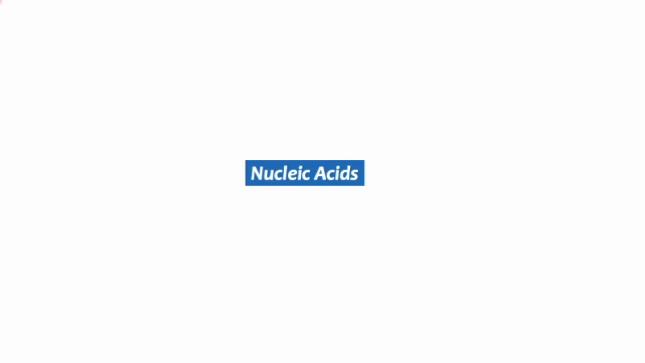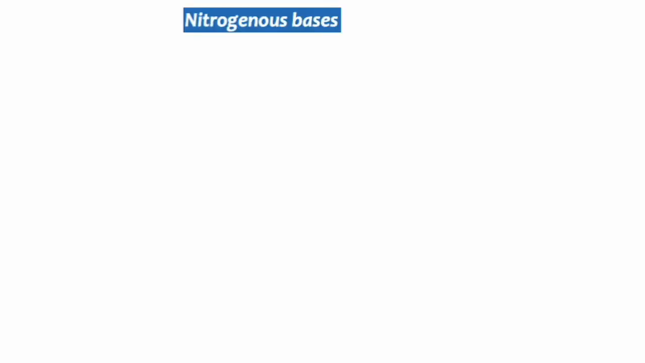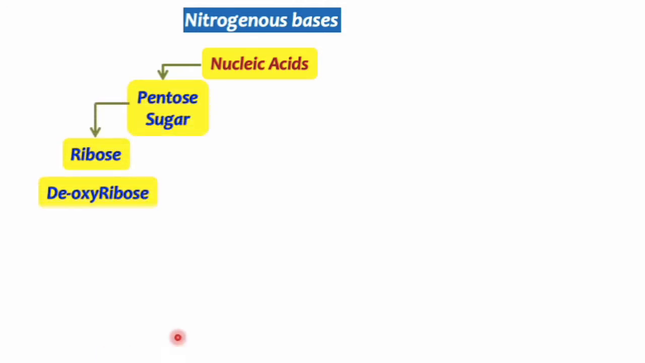In the case of nucleic acids, what are the things we must know? The most important component of nucleic acid is the nitrogenous base. In fact, when it comes to nucleic acid, it would have a sugar which would be a pentose sugar, especially ribose, correct? And the ribose can be deoxified and we can get deoxyribose also. So when it comes to nucleic acids, one, we will have a sugar which would be either ribose or deoxyribose.